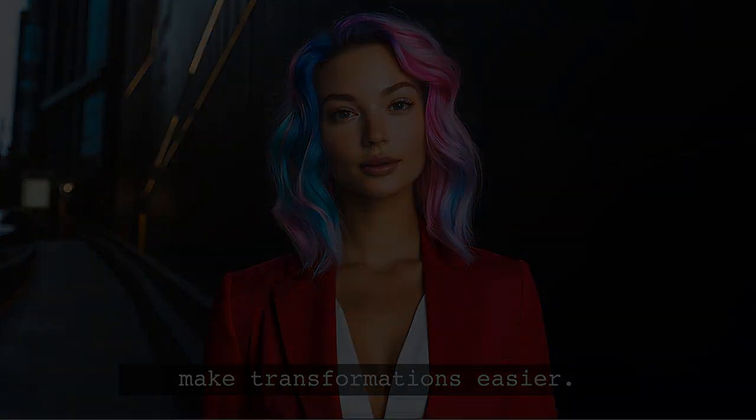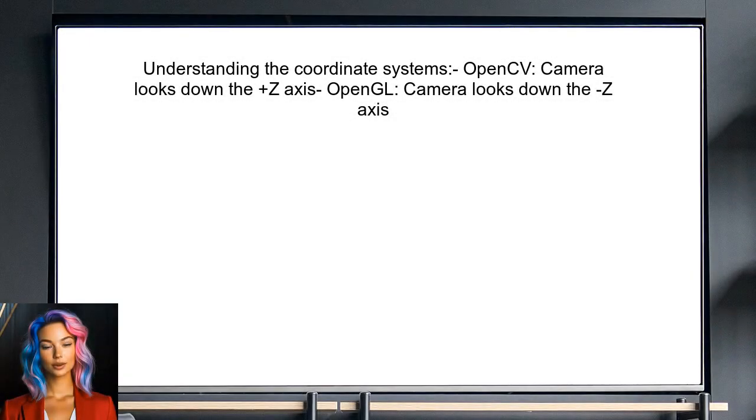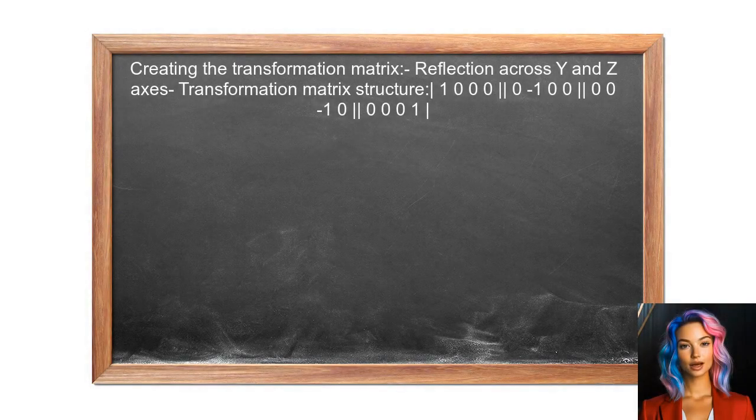transformations much easier. To transform a 3D point from the OpenCV coordinate system to the OpenGL coordinate system, the user should first understand the differences in the coordinate systems. In OpenCV, the camera looks down the positive z-axis, while in OpenGL, it looks down the negative z-axis. Next, the user needs to create a transformation matrix that reflects this change. The transformation matrix should include a reflection across the y and z axes to account for the differences in orientation.